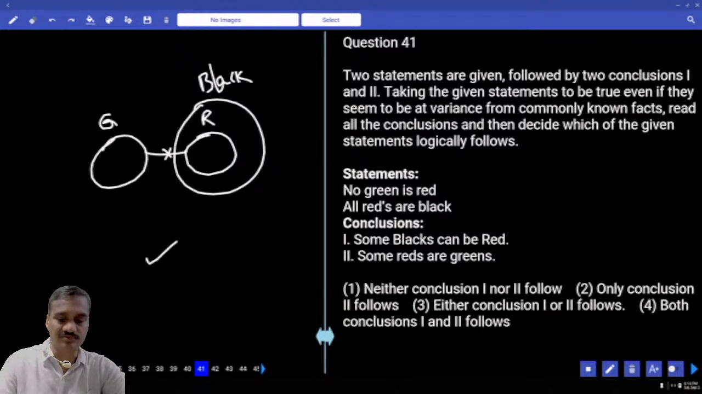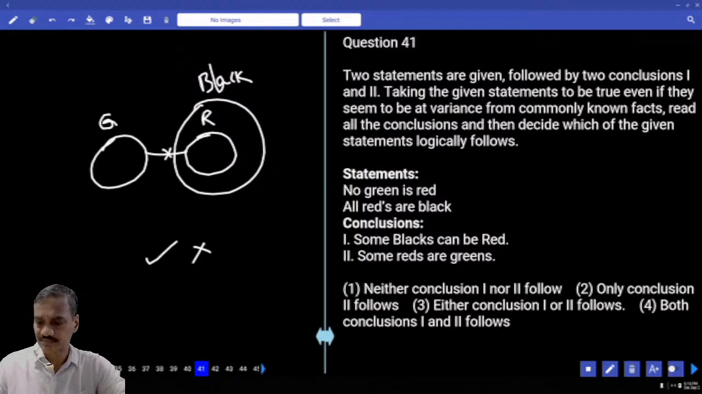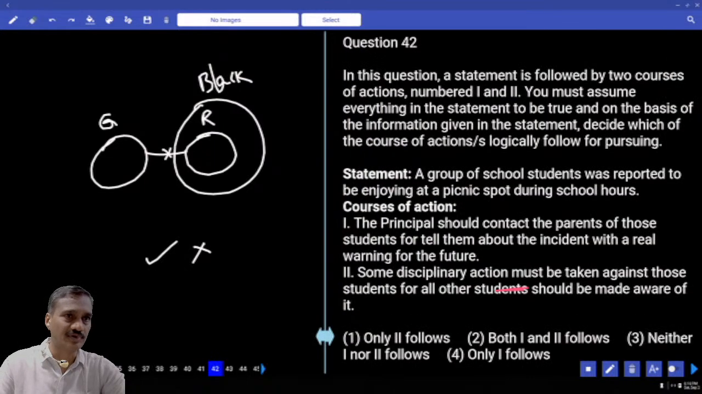Then coming to the next one. And some reds are green. Some reds are green. And so only one follows. And it is choice. What choice is it? And only one follows. Make a choice different. And only one follows choice. In the paper, only one follows, right?